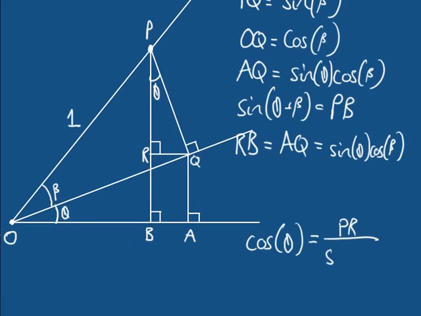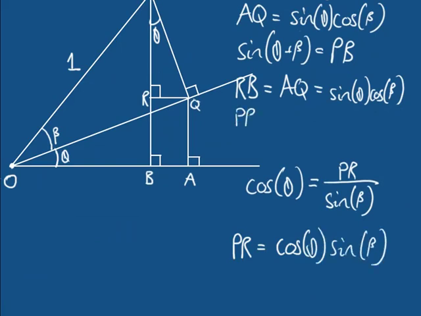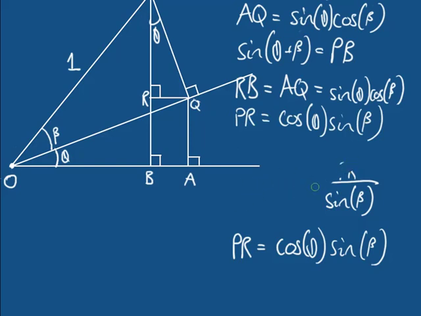So we can rearrange this to find the length of PR. We can do that by multiplying both sides by sine beta. That tells us that PR is equal to the cosine of theta times the sine of beta. So I'm going to write that in here: PR is equal to the cosine of theta times the sine of beta. Again, I'm going to erase any workings that we don't need, just to keep things as clean as possible.